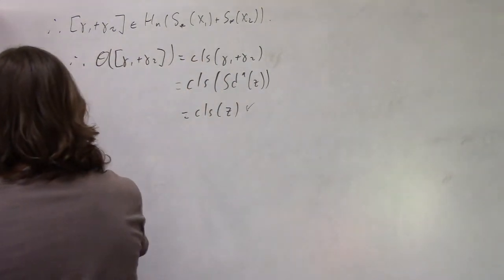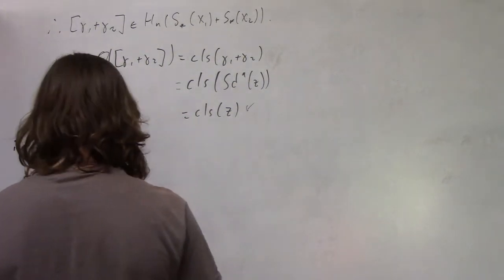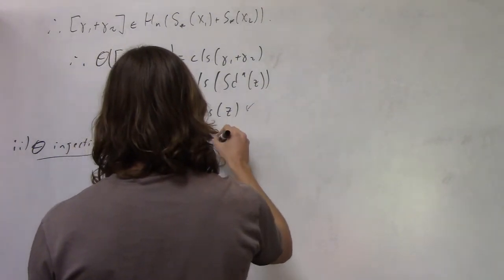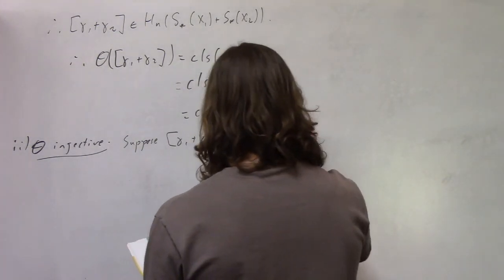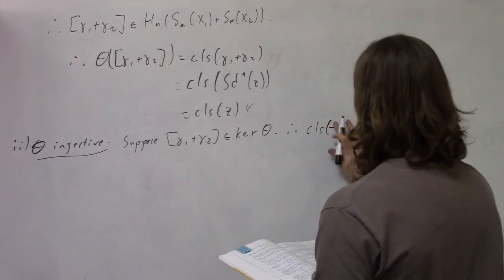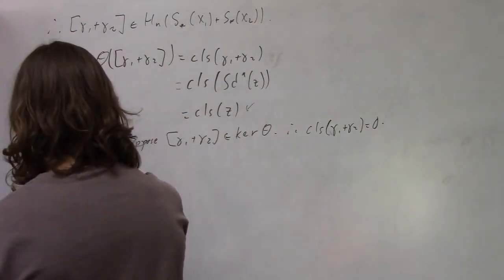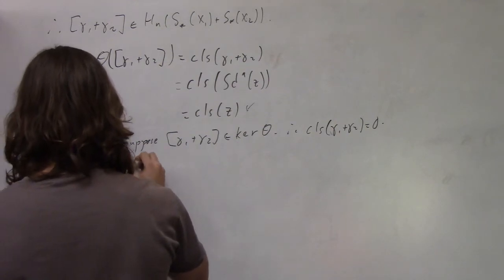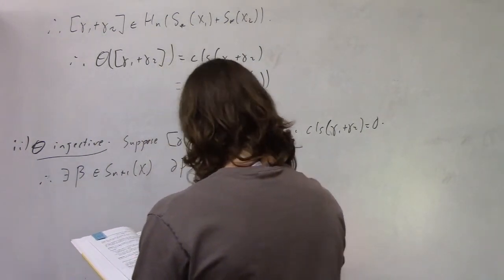And then injective. Suppose this class is here too, as an element of the kernel. I have to show the class is zero. Therefore, by definition of theta, the class of gamma 1 plus gamma 2 is equal to 0. So there exists theta, an element of the (n+1)-chains of X, with partial theta equals gamma 1 plus gamma 2.